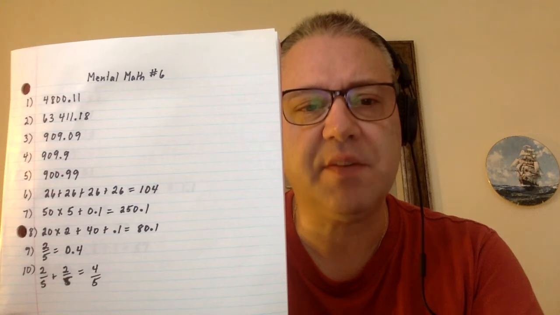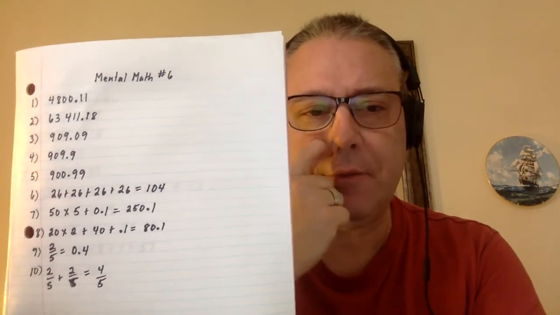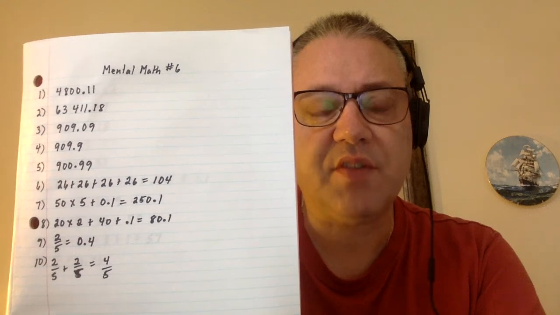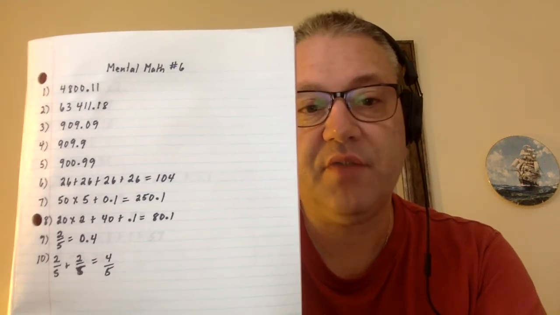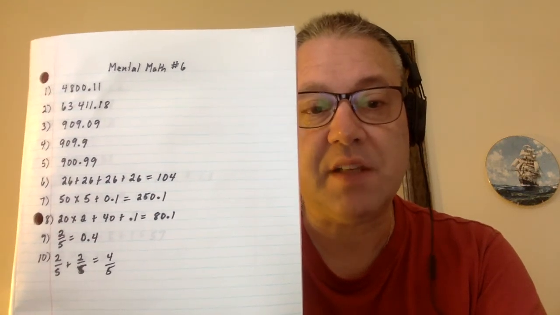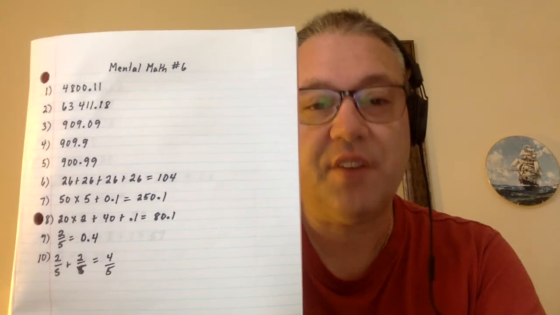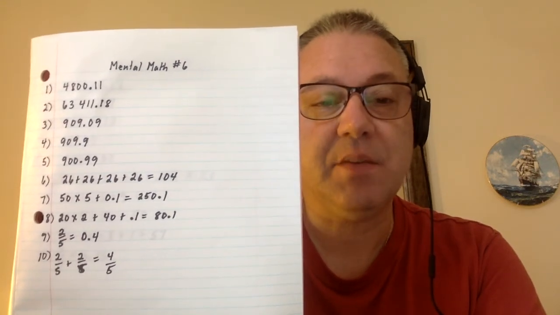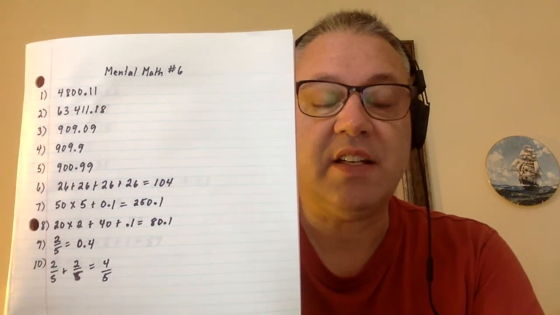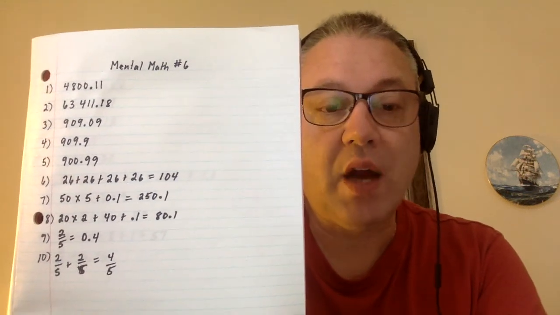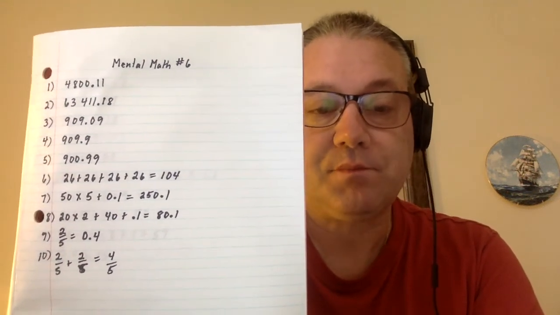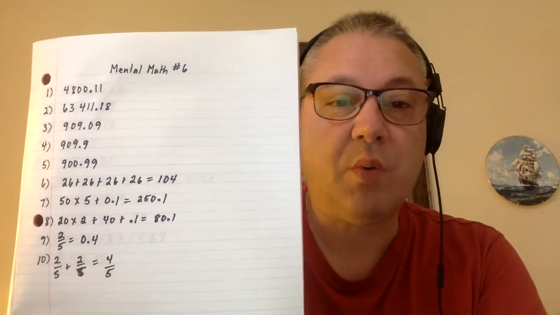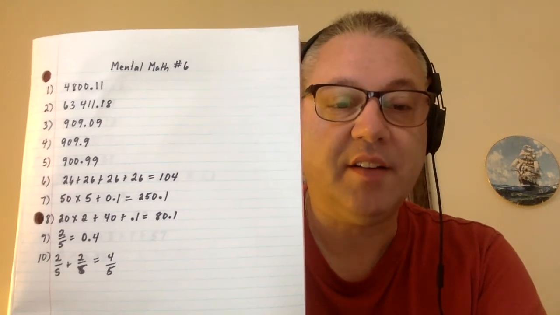Number 7, 50 multiplied by 5. Well, 5 times 5 is 25. And when you have it multiplied by 10, you add a 0. So 5 times 5 is 25, add a 0, it's 250. 250 plus 0.1 is 250.1. Number 8 is a similar situation. 20 times 2. 2 times 2 is 4, add a 0, it's 40. 40 plus 40 is 80. 80 plus 0.1 is 80.1.